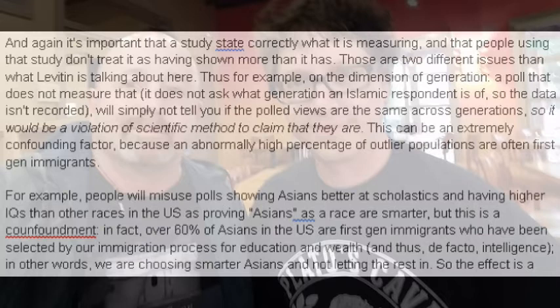For example, people will misuse polls showing Asians better at scholastics and having higher IQs than other races in the US as proving Asians as a race are smarter, but this is a confoundment. In fact, over 60% of Asians in the US are first-generation immigrants who have been selected by our immigration process for education and wealth, and thus de facto intelligence. In other words, we are choosing smarter Asians and not letting the rest in. So the effect is a product of our visa system, not of race. Polling Asians globally shows no race-based distinction in these variables at all.